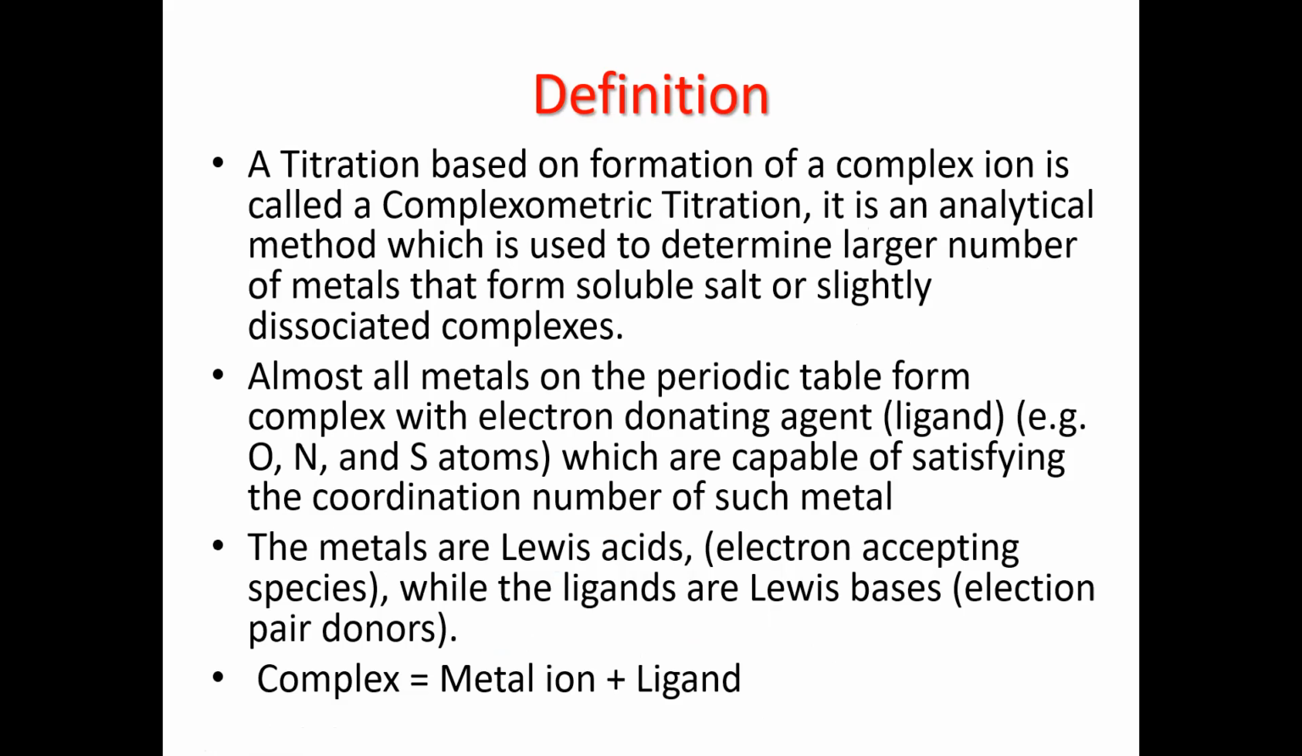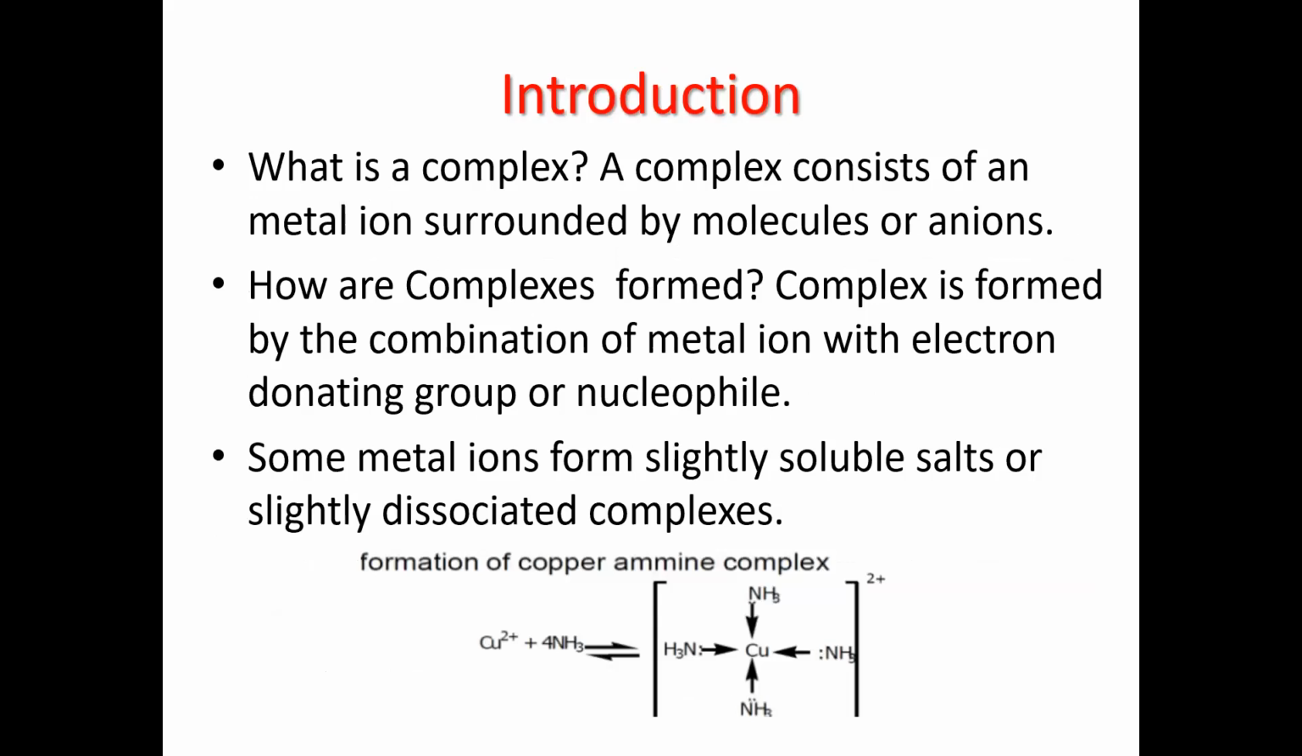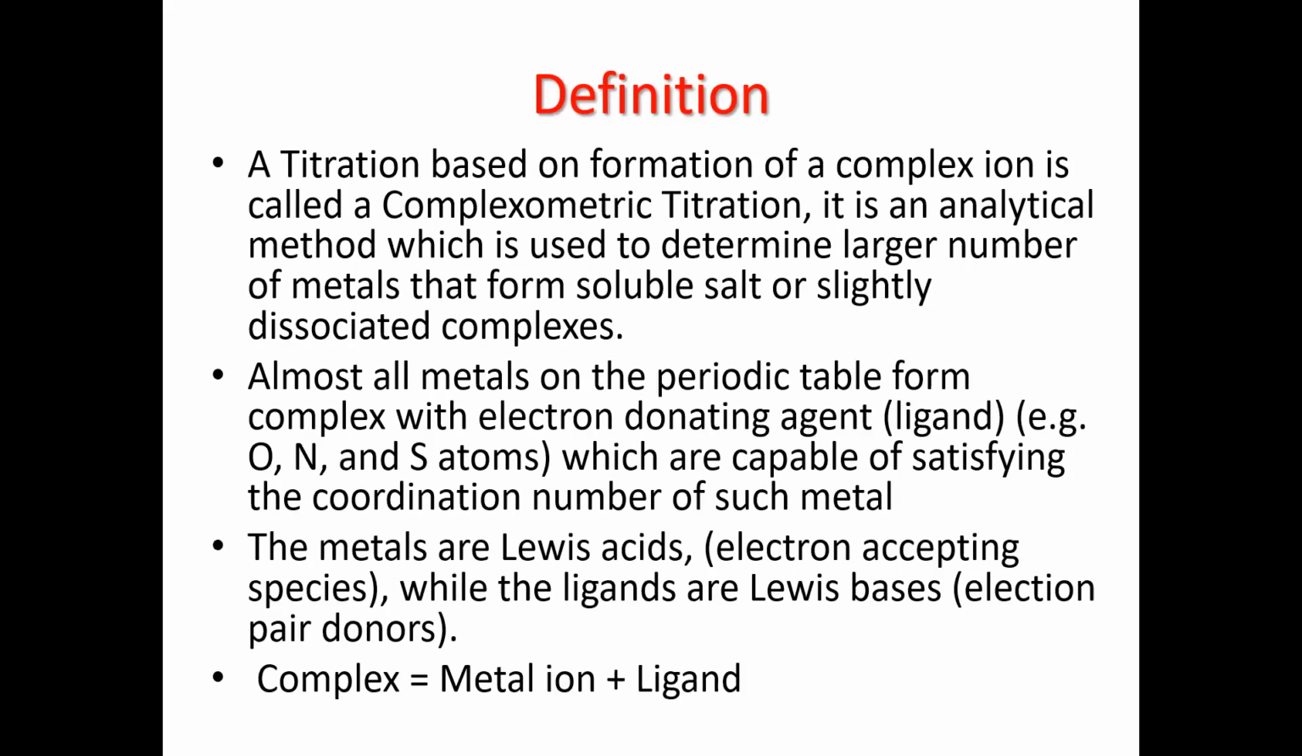On the periodic table, almost all metals are able to form complexes with electron donating agents, and these electron donating agents are called ligands. Examples of them are oxygen, nitrogen, or sulfur atoms. If you look at the previous example, the molecule of ammonia has a lone pair of electrons on nitrogen. So any compound that has electron donating agents will be able to form complexes with the metal ion.